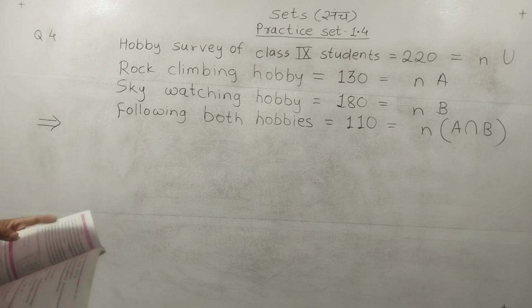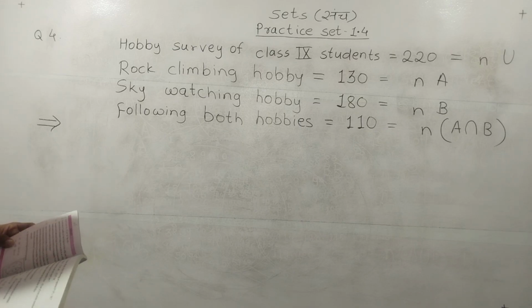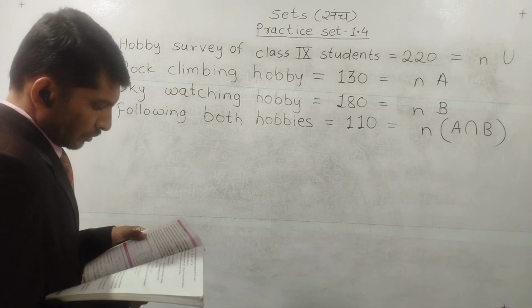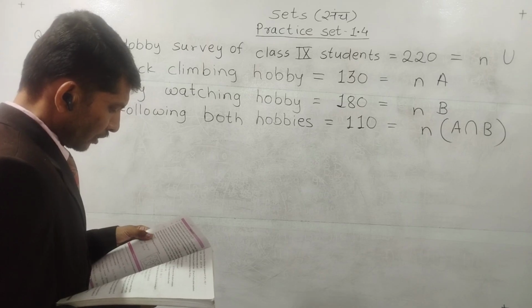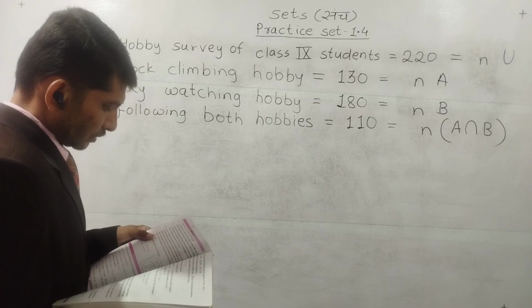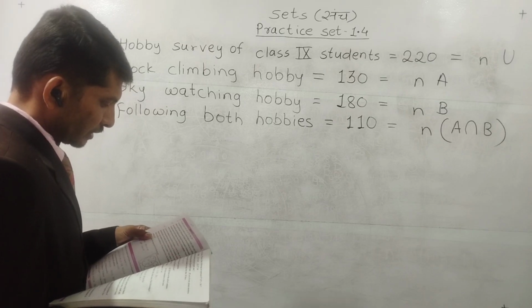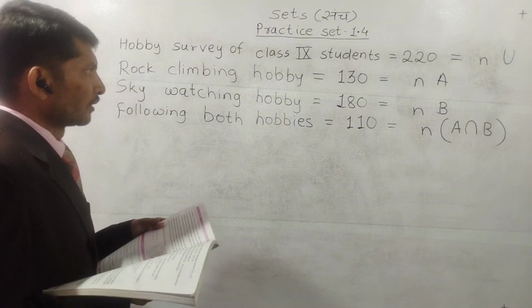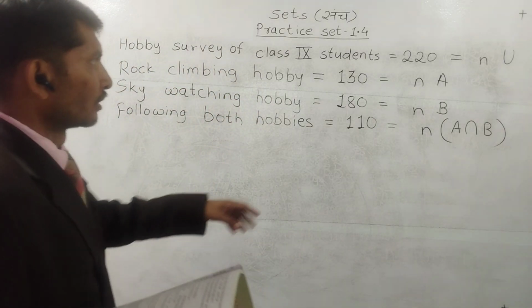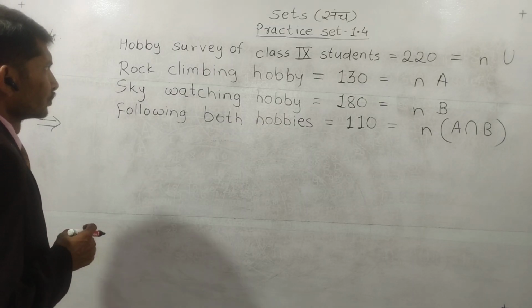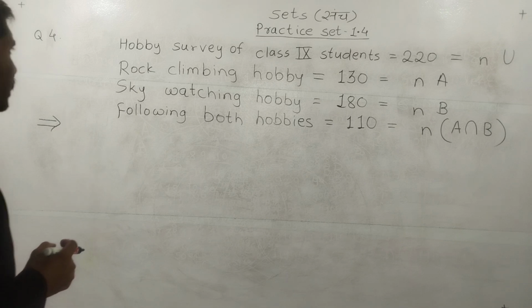Now see what we have to calculate. How many students do not have any of the two hobbies? Okay. Now next, how many of them follow the hobby of rock climbing only? How many students follow the hobby of sky watching only? Okay, the students who follow only one hobby, we have to calculate in both of these sets. Now we have to calculate the number of students who have only the rock climbing hobby.